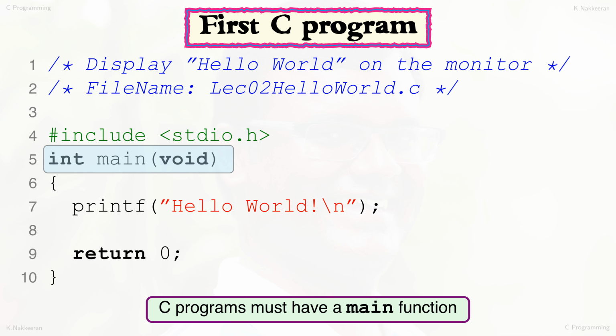Line 5 is the first line of the main function. C programming is all about functions. Any C program will have at least one function that is called the main function. Typically, any function will take values or parameters as input. After computing the required value, the function will return the value to the place where the function has been invoked.